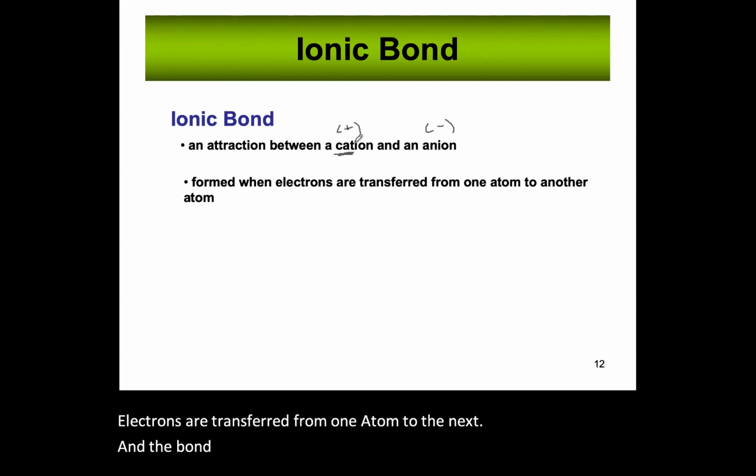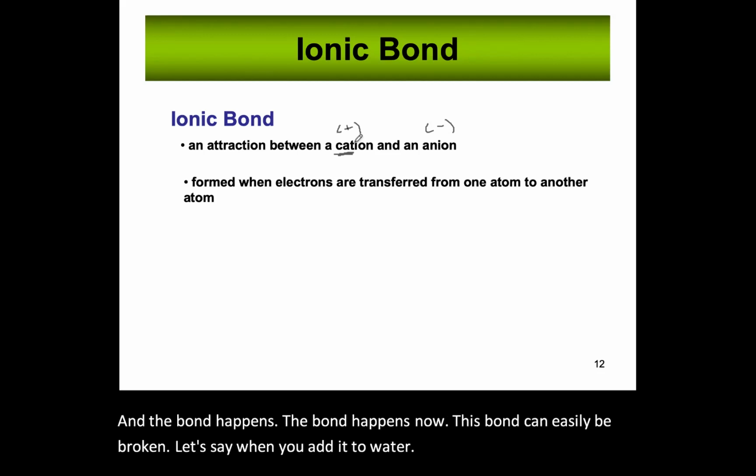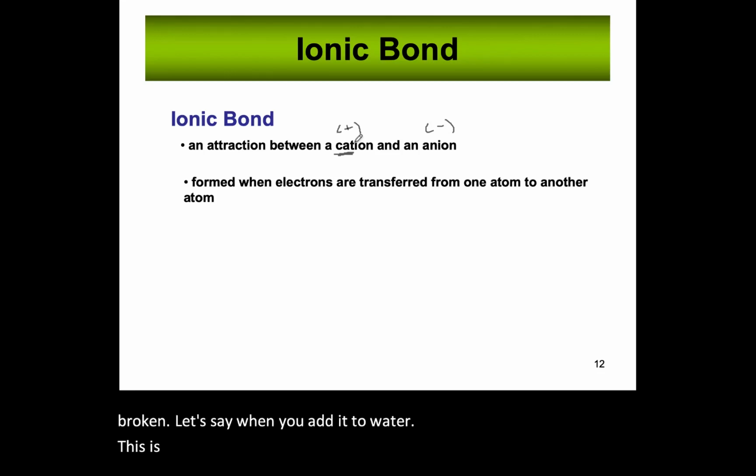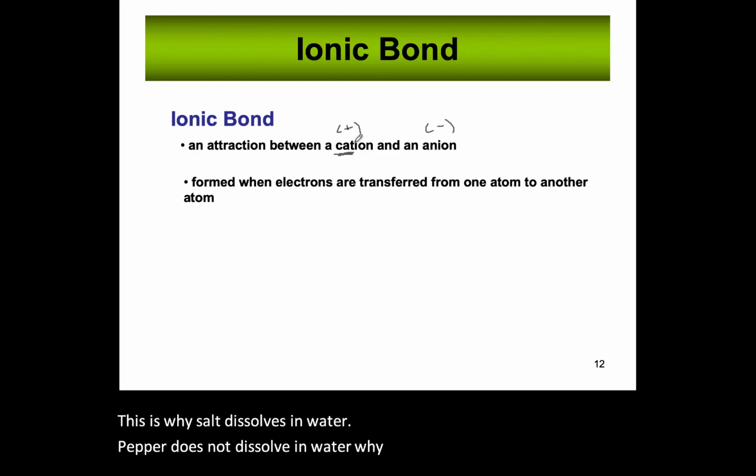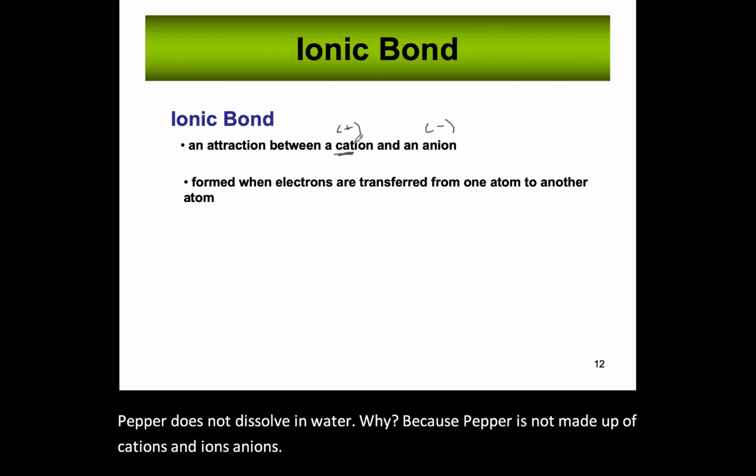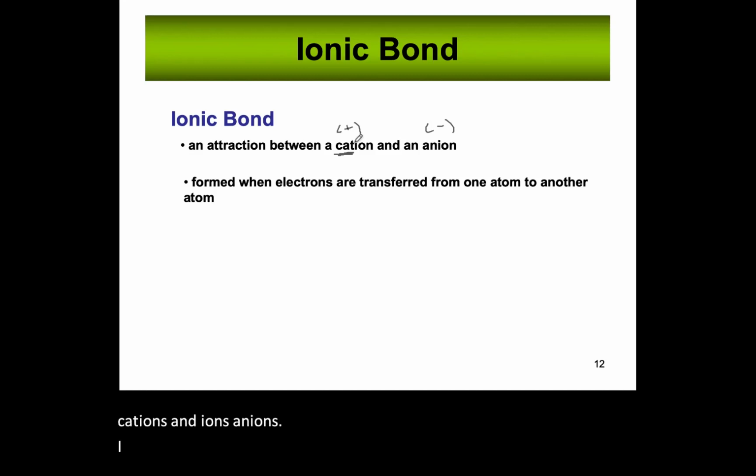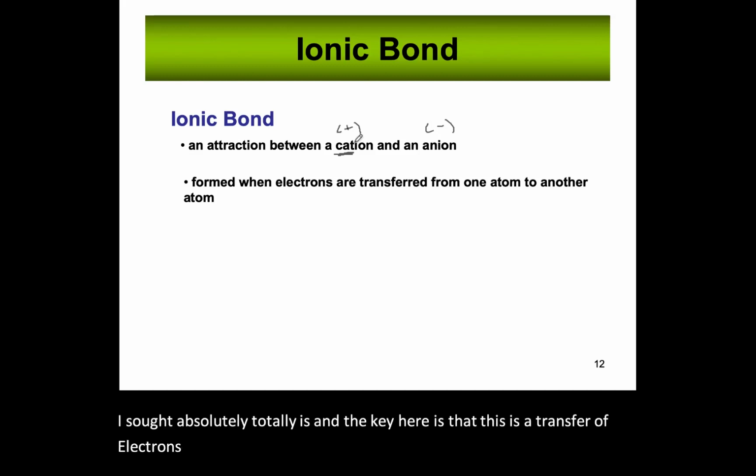Now, this bond can easily be broken, let's say when you add it to water. This is why salt dissolves in water. Pepper does not dissolve in water. Why? Because pepper is not made up of cations and anions. But salt is. Salt absolutely, totally is. And the key here is that this is a transfer of electrons. No sharing. But the atom comes along for the ride.